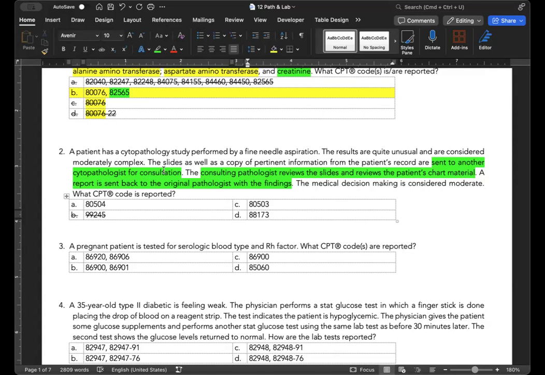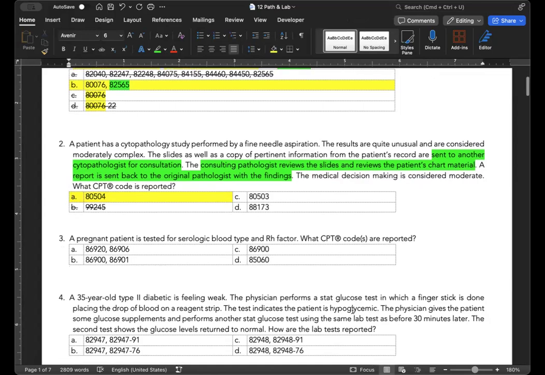Okay. So we have met the three R's. We have the request, we have rendered the service, and then we have a written report that is sent back. So we do have a medical decision making of moderate complexity. So is it going to be 80503 or 80504? The 4. Yep, it's going to be our 80504, because that's our moderate medical decision making. Okay. Any questions on that one?